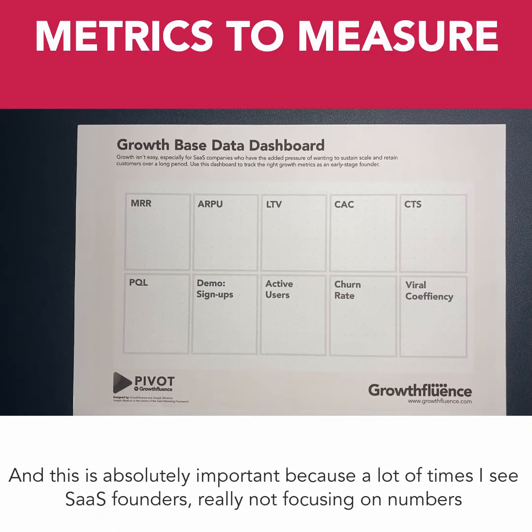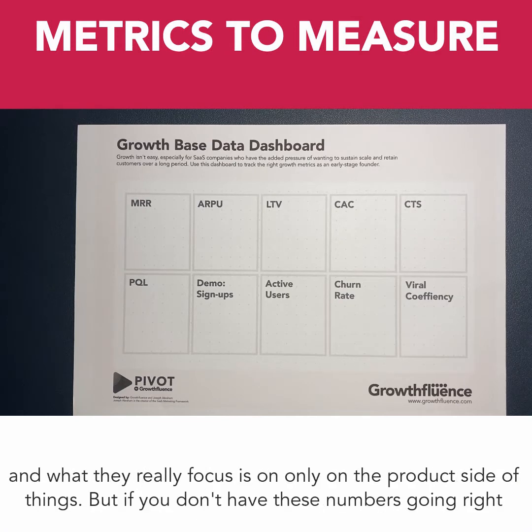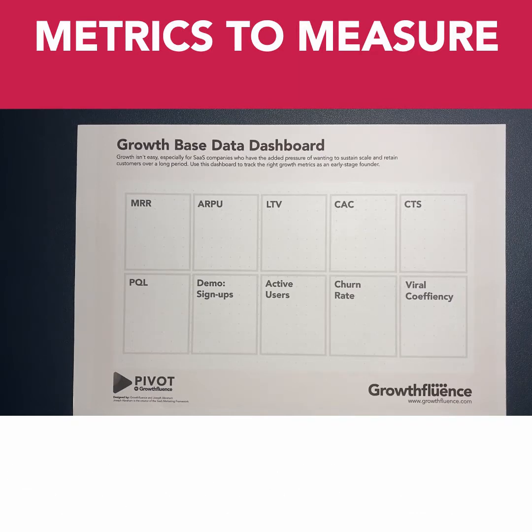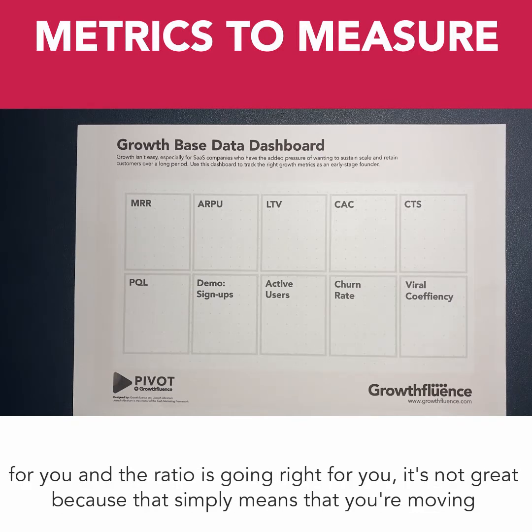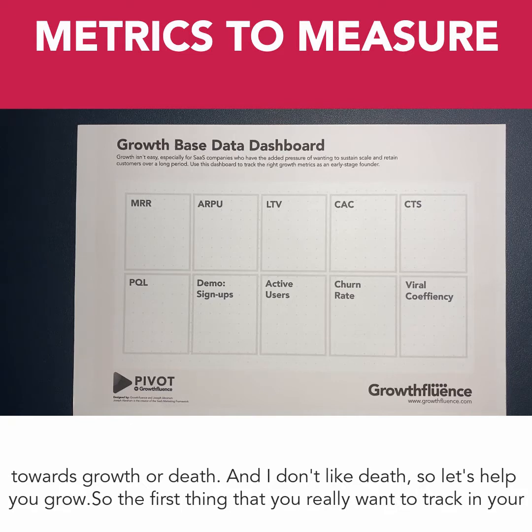And this is absolutely important because a lot of times I see SaaS founders really not focusing on numbers, and what they really focus on is only the product side of things. But if you don't have these numbers going right for you and the ratios going right for you, it's not great, because that simply means that we are moving either towards growth or death, and I don't like death. So let's really help you grow, right?